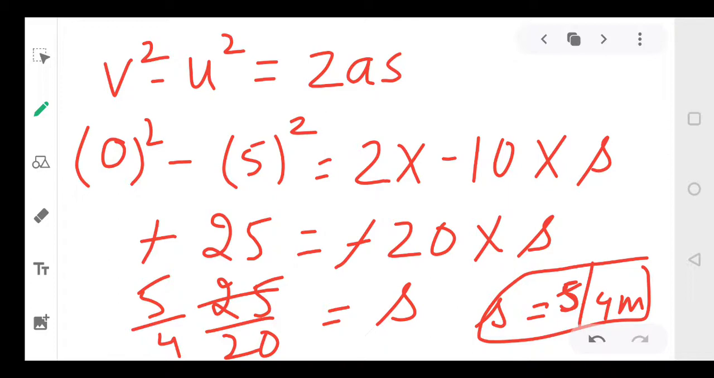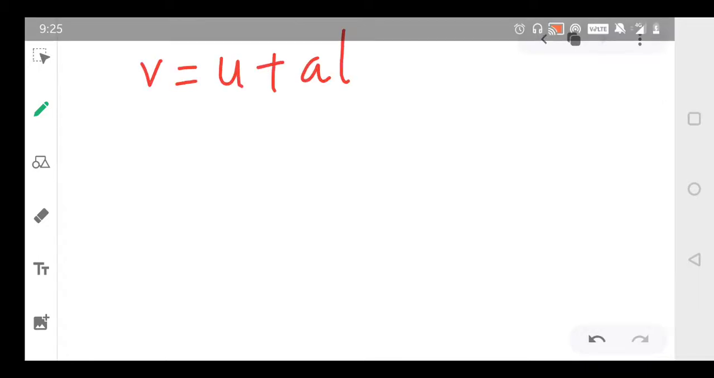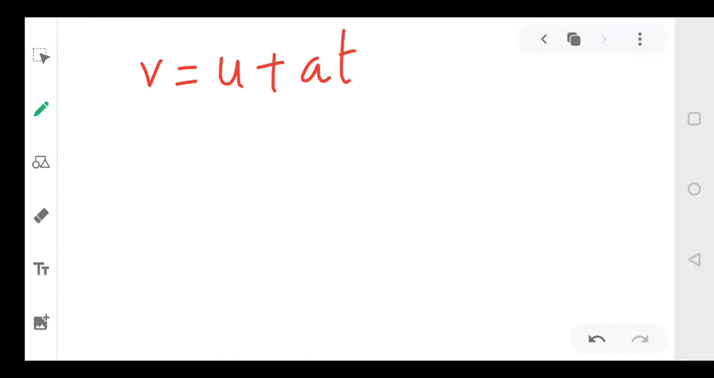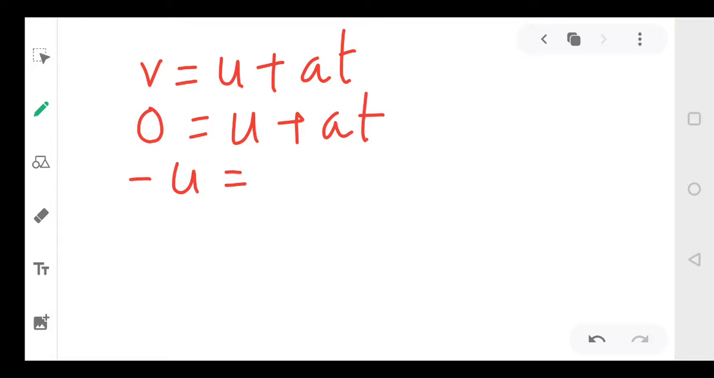Now we have to calculate the time. So we will use v is equal to u plus at. Now put the values. V is 0, isn't it? So 0 is equal to u plus at. Take u on this side. So minus u is equal to at, right? We'll put the values now. So minus u means minus 5. A is also minus 10, into t.